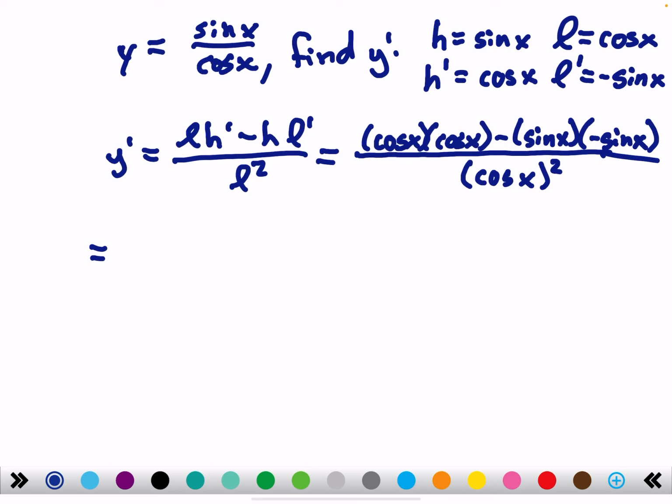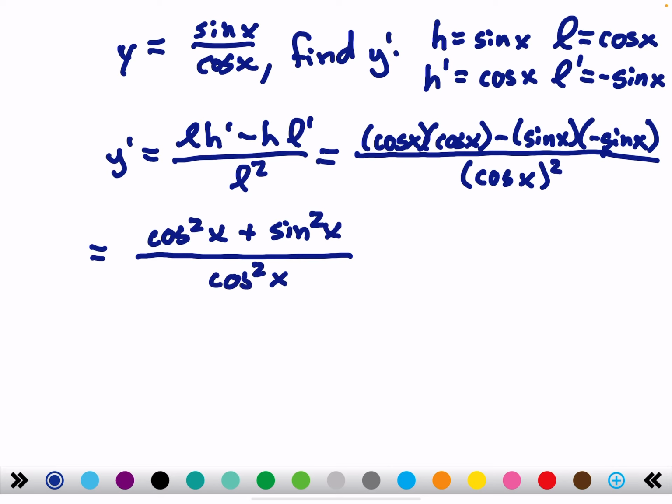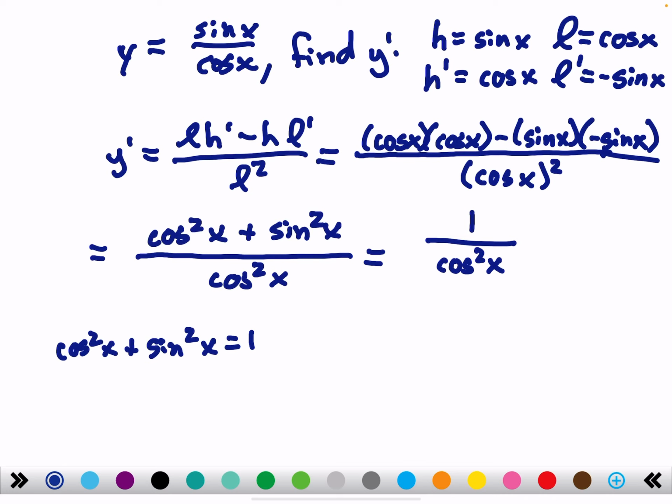And we can simplify this. Cosine x times cosine x is cosine squared x. The opposite of sine x times negative sine x, two negatives make a positive. So it's positive sine squared x divided by cosine squared x. Now, if you remember your trigonometric identities, cosine squared x plus sine squared x equals 1. So I can replace the numerator with 1 over cosine squared x. And what is the reciprocal of cosine squared? That is secant squared x. So that is the derivative of sine x divided by cosine x.